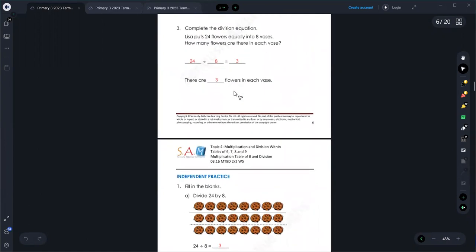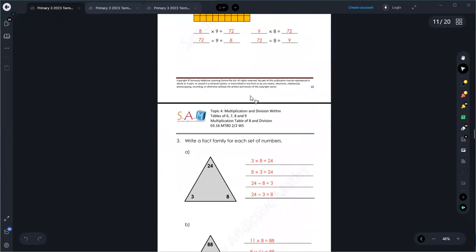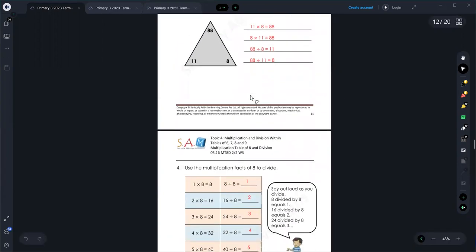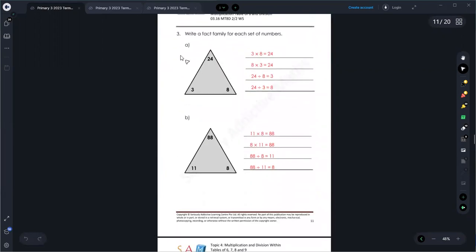Okay, so get them to do all the guided practice. And then after that, we will skip some of these questions here and just do 3A. All right, for them to identify the fact family in these triangles. This is to enable them to do pattern recognition, right, in those kind of heuristics or math Olympiad questions later. All right, so what's the relationship between this?